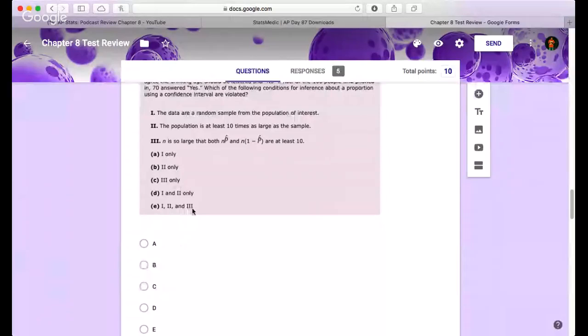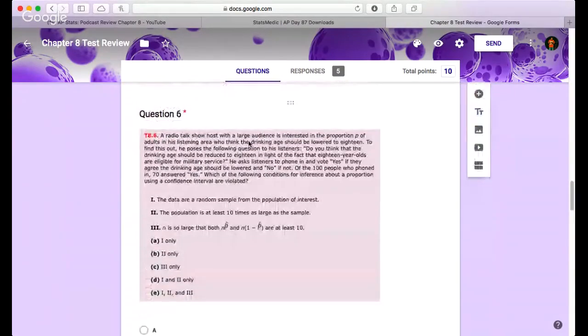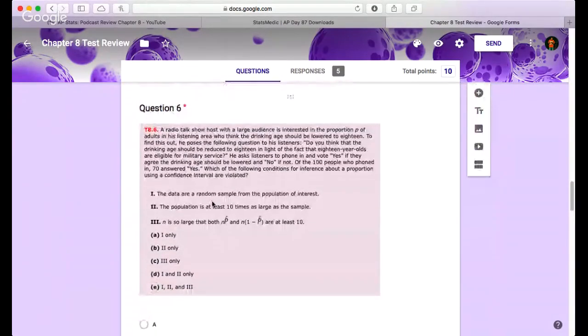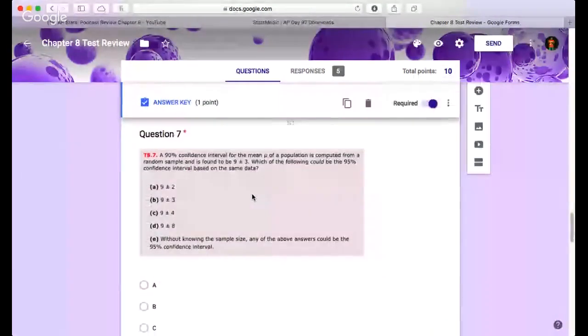It's either A or E. I think the only one that would be is A. What's the large audience, right? So the only one that I see is 1 right now. And N is so large that both N times P and N times 1 minus P are at least 10. I think that's still good because that would be 0.7 times 100. Yeah, both of those would be okay. So only 1 would be A. The answer would be A there.